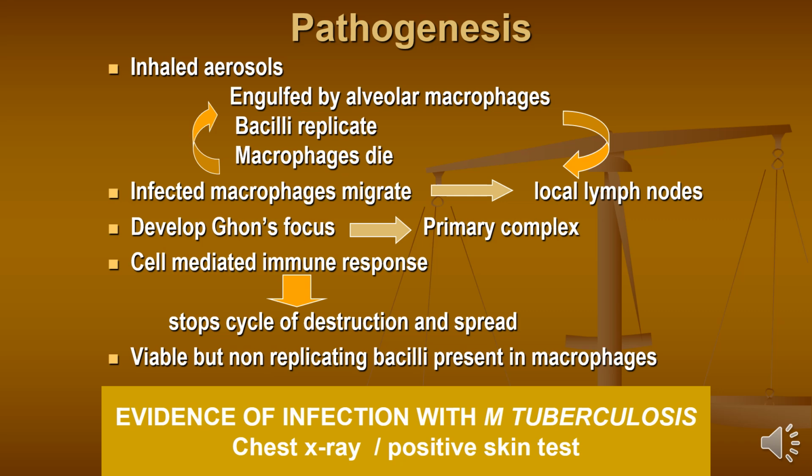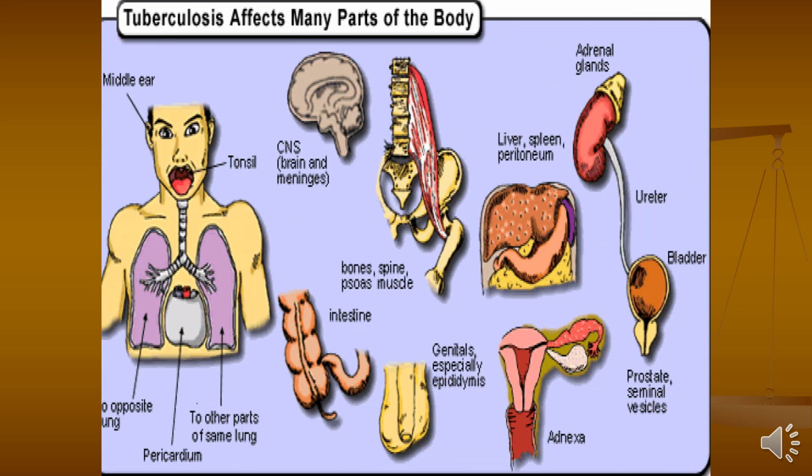So here what happens? The chest X-ray and a positive tuberculin test are the evidence of infection with Mycobacterium tuberculosis in this condition. Mycobacterium tuberculosis affects most of our body. You can say except the hair and nail, every part of the body can be infected.